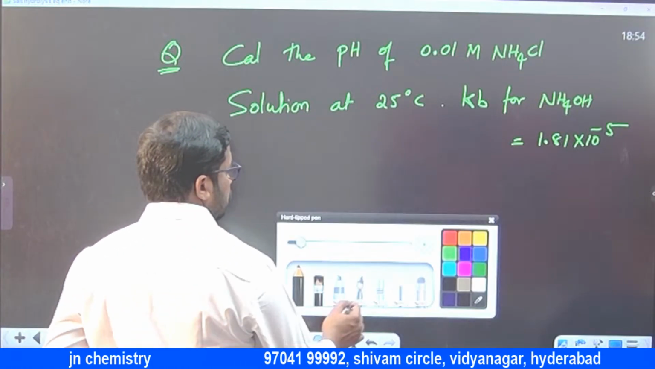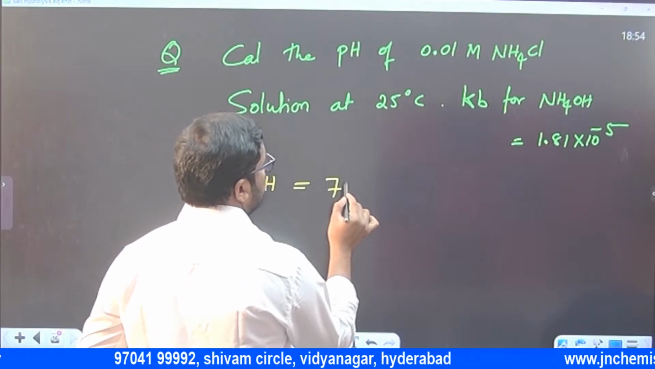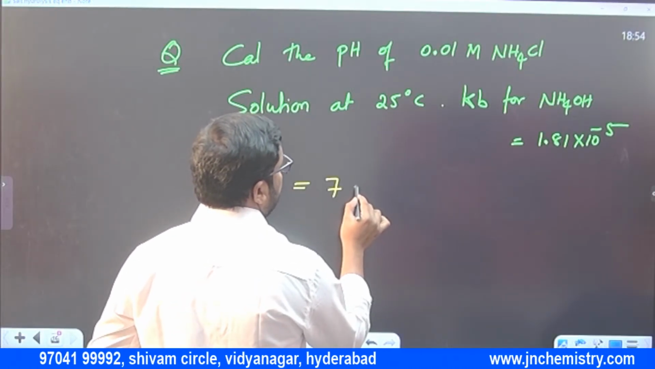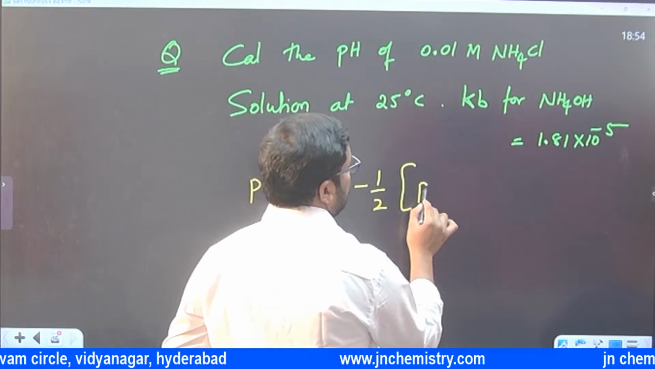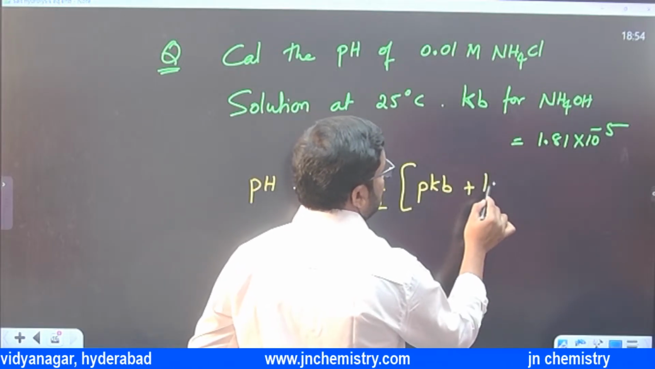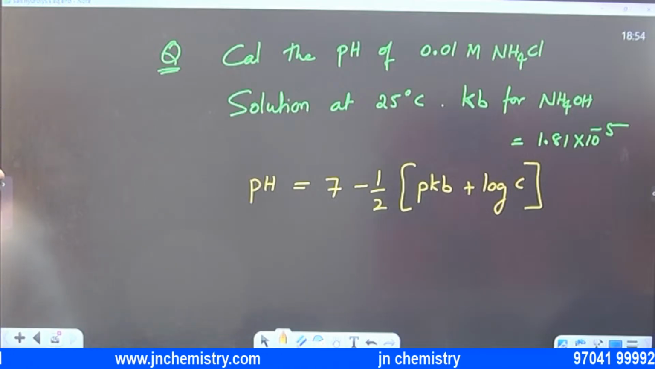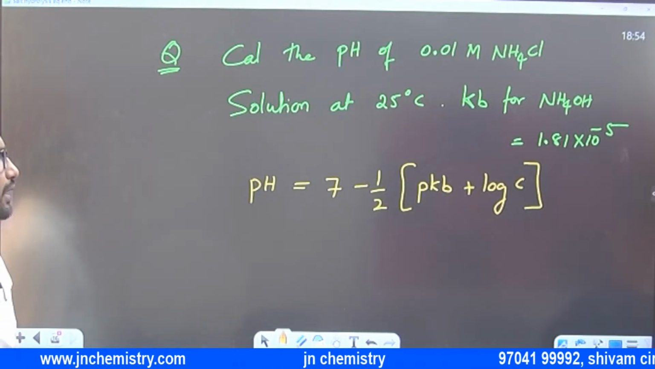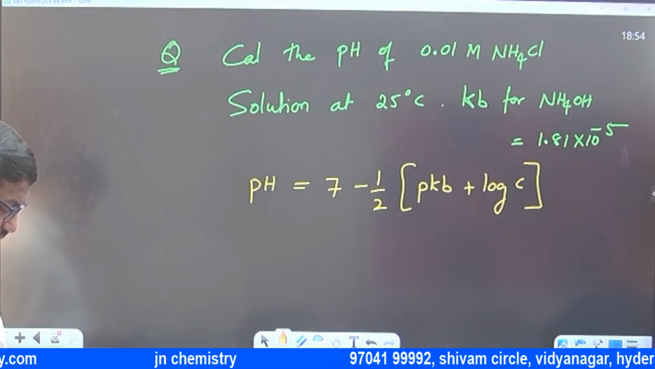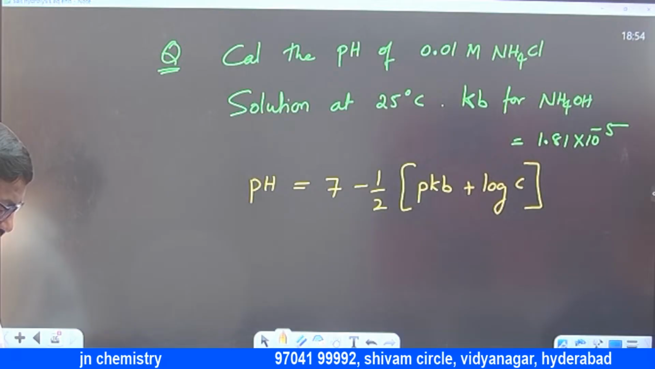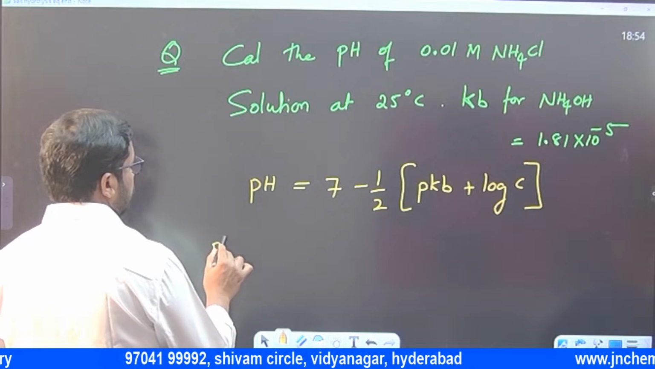Directly I am writing the formula, so let's substitute. pH is equals to 7 minus 1 by 2 pKb plus log C. But they didn't give the pKb. pKb is equals to what?